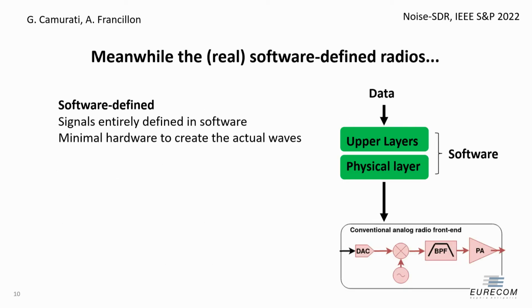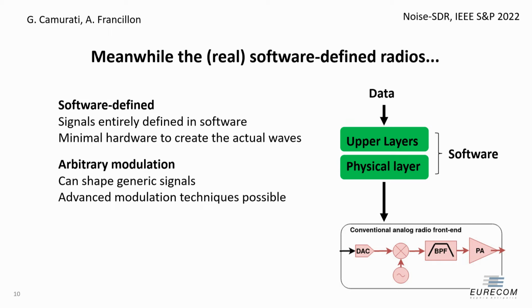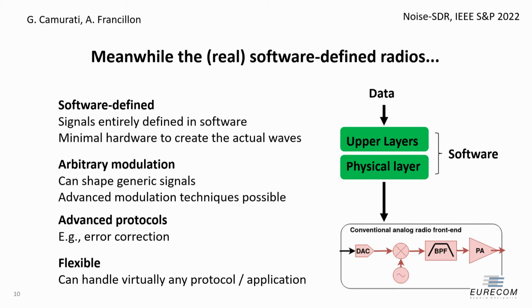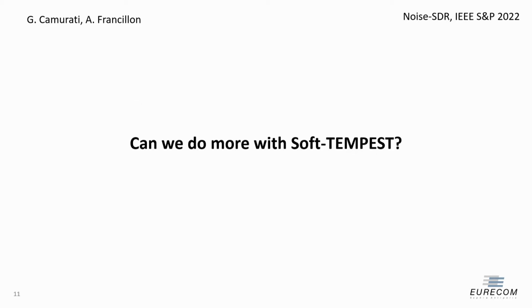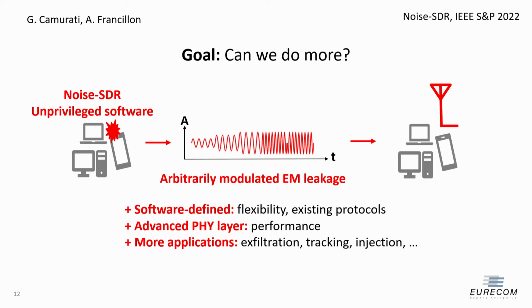In the meanwhile, real-world radios are generally software-defined. That is, the signals are completely created in software, and then there is a minimal set of hardware components that you use to turn them into actual physical waves. They can shape any signal in an arbitrary way. They can achieve high performance at the physical layer, but also implement complex protocols even at the upper layers, and they can virtually target any application. So the question becomes, can we do more with soft tempest? Can we make it more similar to a software-defined radio for what is possible?